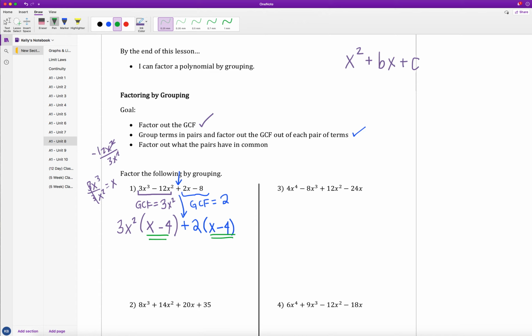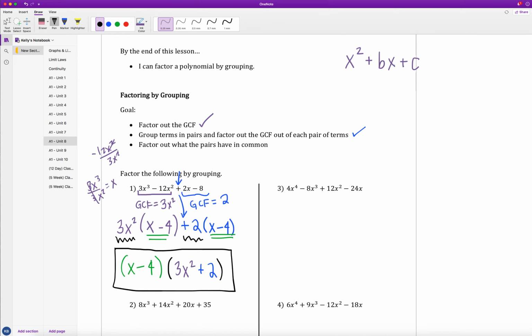What we're going to do from here is factor out that x minus 4, and see what we have left over. What we will have left over will be the greatest common factors that we had already factored out. So we're going to be left with the 3x squared plus the 2. This is our final answer in factored form.